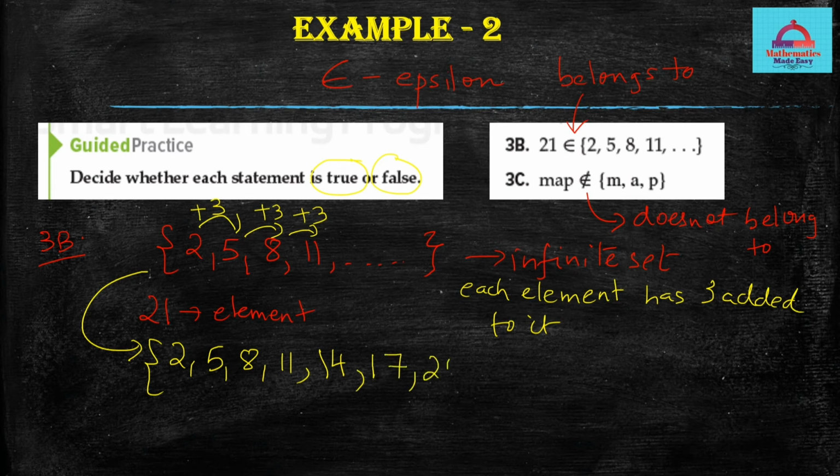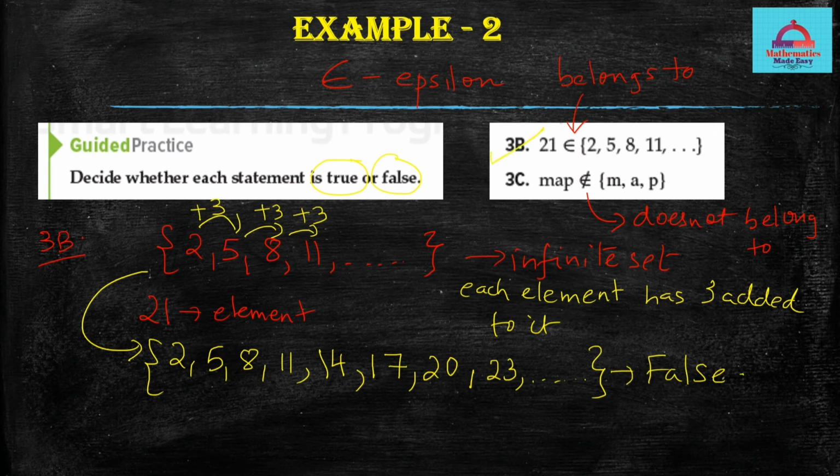I add 3, 20. I add 3, 23. So we just need to do it till here. No need to do more, because 21, if it is a part of this set, it will lie between this, it will be lesser than 23 for sure. So that is all. And you can see here the pattern which is followed of adding 3 to each element. If we are following that, we are not getting 21 in between. So 21 belonging to the set, that's what is given, and definitely it is not true, so it is going to be false. So 3A, 3B is done.